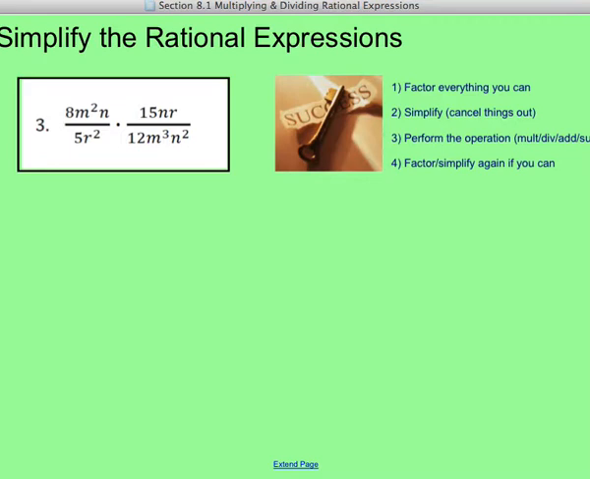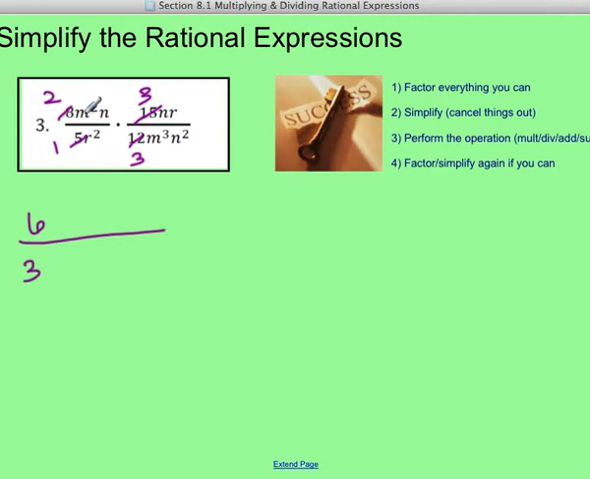Example 3. This one is multiplying, so let's go ahead and look at our numbers, see what can cancel here. I have 15 and 5, both divisible by 5. 8 and 12, both divisible by 4. So this will give me 2, this gives me 3. So I would have 2 times 3, which gives me 6, over 1 times 3 gives me 3.